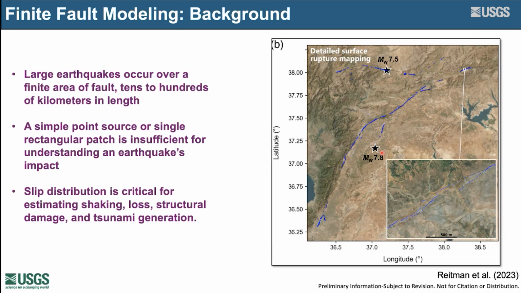So in summary, an earthquake's local impact is much better approximated by the distance to the ruptured part of the fault than it is to the hypocenter or even the centroid. So estimating that slip distribution is really critical for estimating ground shaking, loss, structural damage, tsunami generation, you name it.